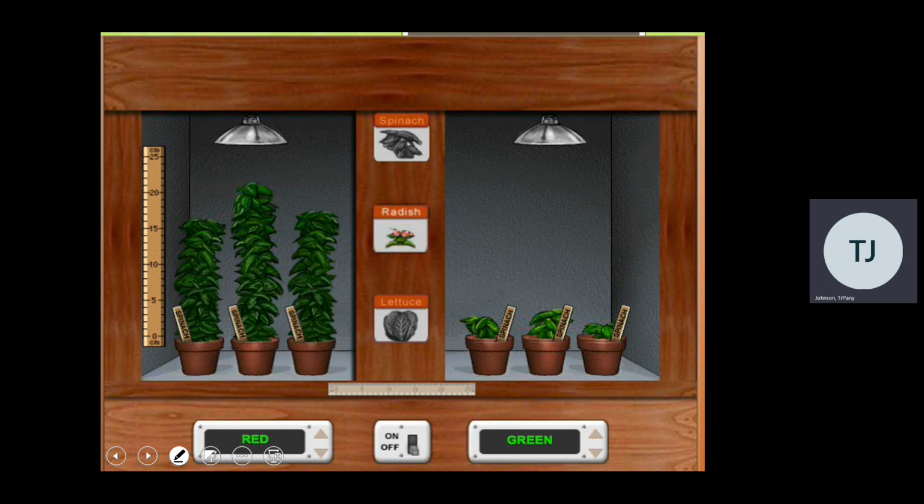So notice here, under the green light on this side, we didn't have much growth there, right? So it's just kind of sad. But over here in the red light, it's like, whoo, lots of spinach, yum, salad. So a lot went on there.